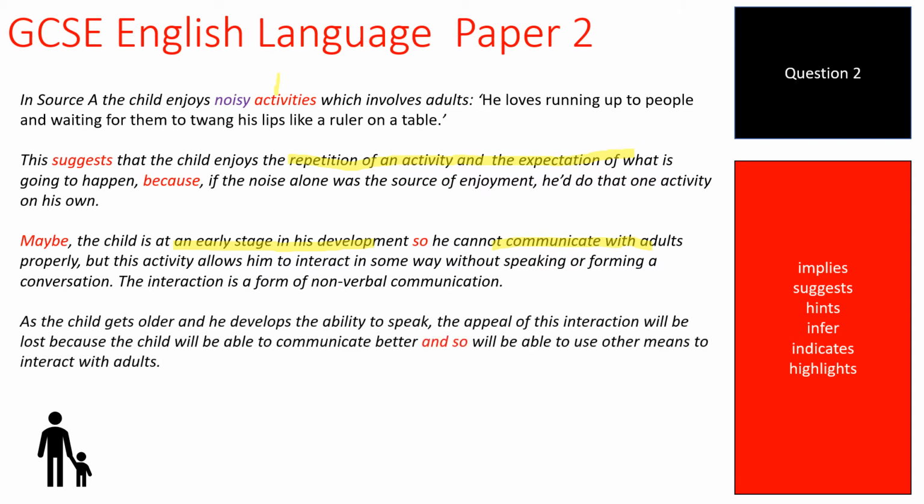As the child gets older and older, he develops the ability to speak, and then the appeal of this interaction will be lost because the child will be able to communicate better and so will be able to use other means to interact with adults. I've kind of given a kind of consequence in there. And so you can see, okay, that I've extended this idea and I've explained it further.